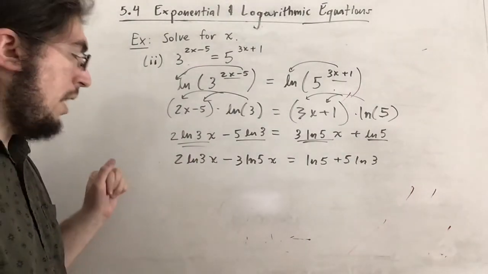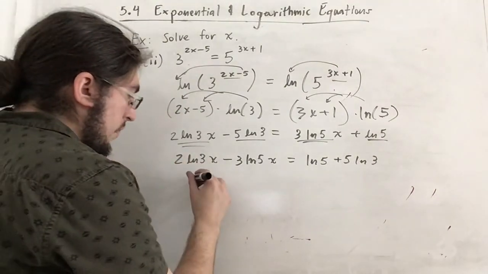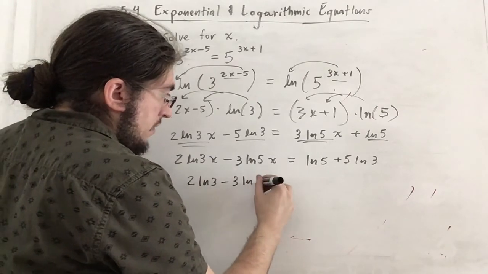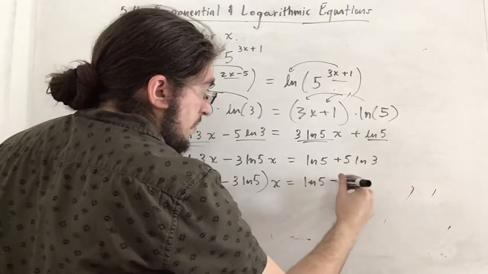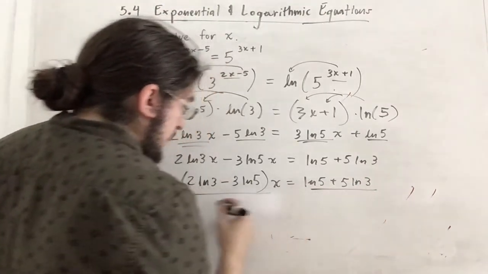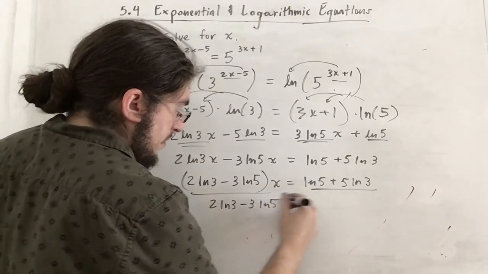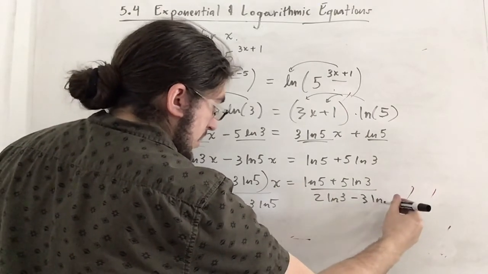Good. So now what? Well, these both have x's in common, so pull it out. So we have 2 ln of 3 minus 3 ln of 5 all times x equals ln of 5 plus 5 ln of 3. And divide both sides by 2 ln of 3 minus 3 ln of 5. Yikes. Looks like a lot. And it is a lot.